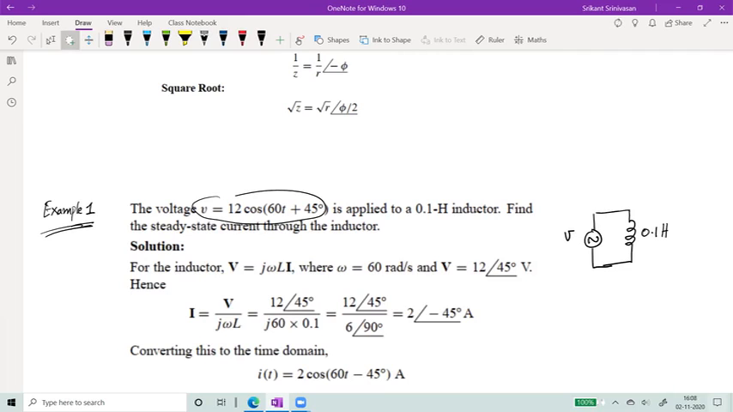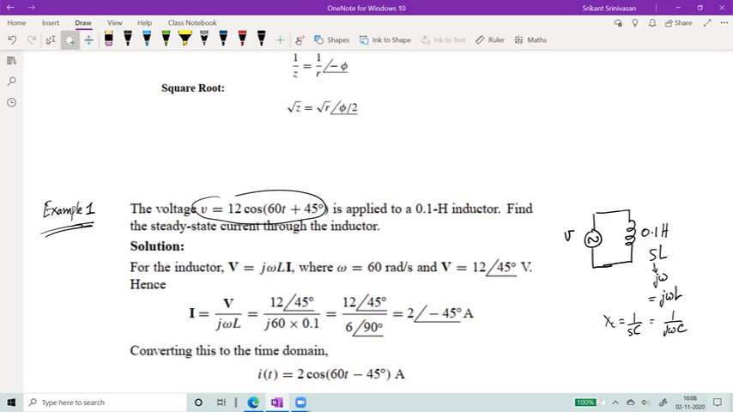Then what are the steps I said? First, find out the transform impedance. What is the transform impedance? We said it is equal to S times L, and then replace S with j omega. So this becomes j omega L, right? What is the transform impedance of a capacitance? For capacitance, we said XC is 1 over SC, and that's equal to 1 by j omega C. So for the inductor, we are saying V is j omega L into I. The transform voltage is equal to j omega L into the transform current.